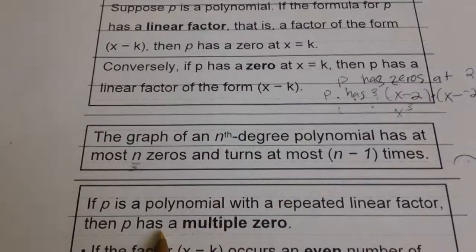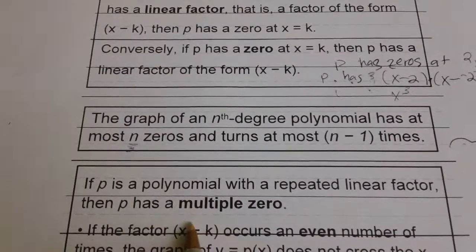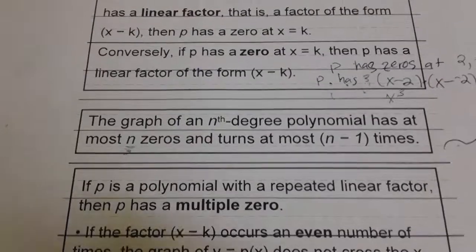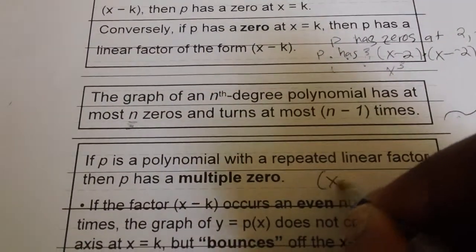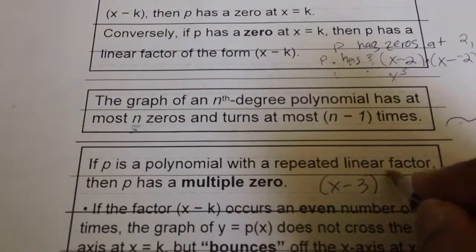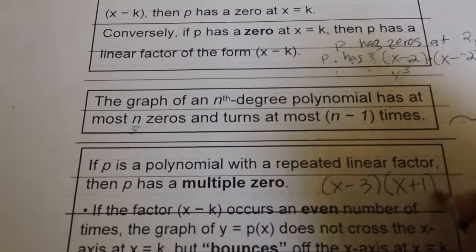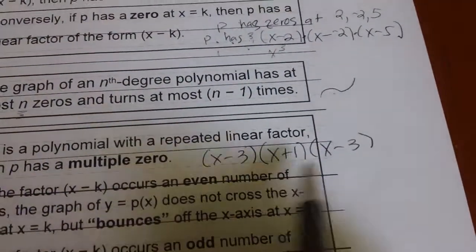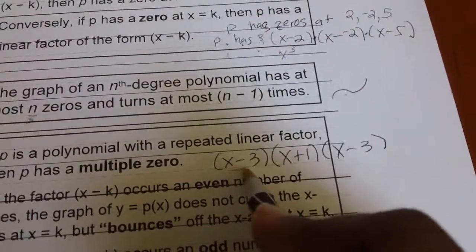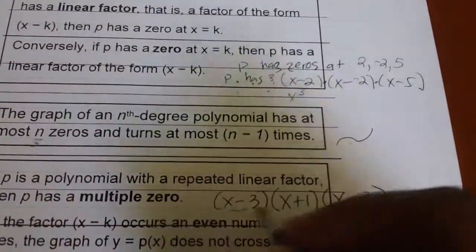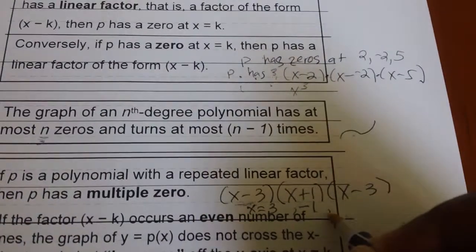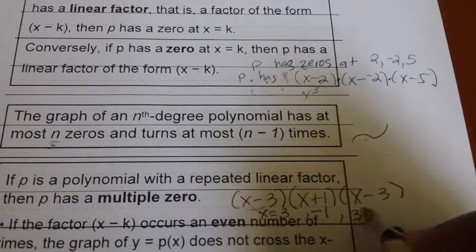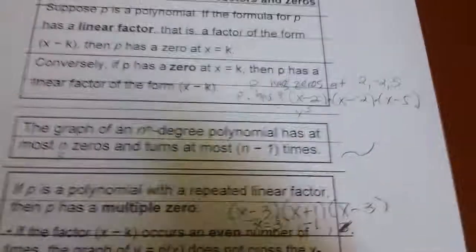So if p is a polynomial with a repeated linear factor, then p has a multiple 0. So what's an example of a repeated linear factor? Let's say this is a linear factor, but then I have x plus 1, and then I have another x minus 3. Well, that's a repeated linear factor of x minus 3. So that means we still have a 0 at 3 and negative 1, but also at 3. Well, these two are the same, so this is just a repeated 0.